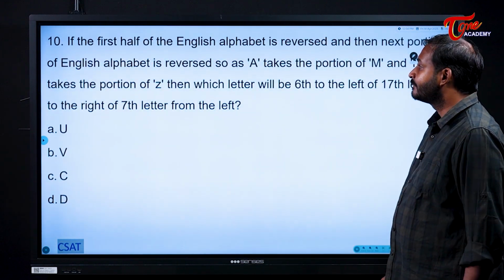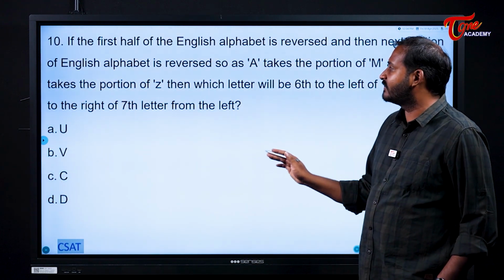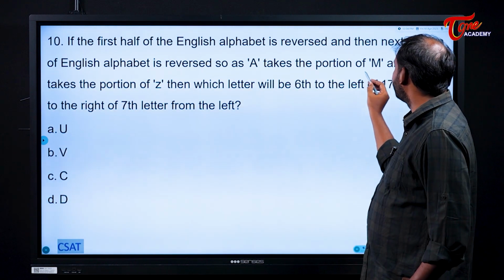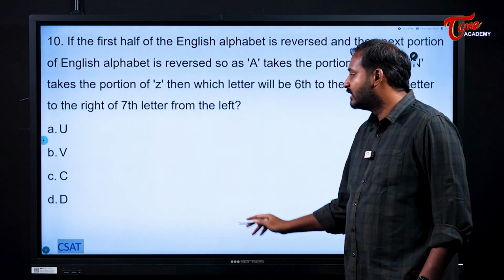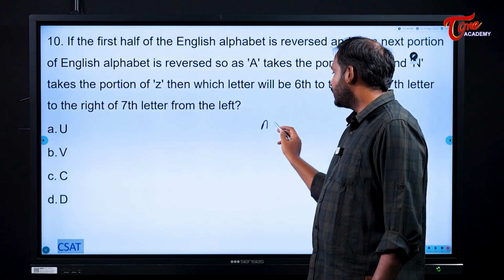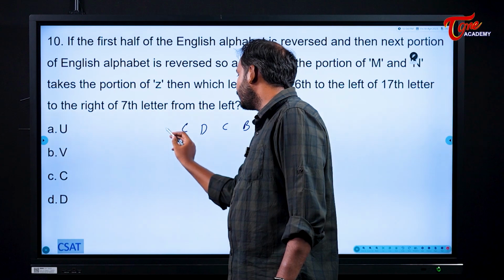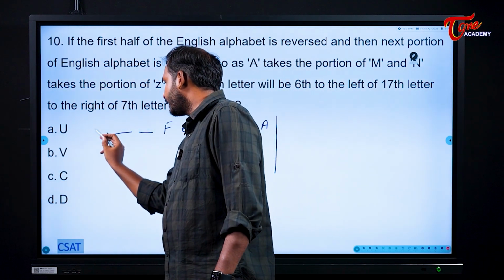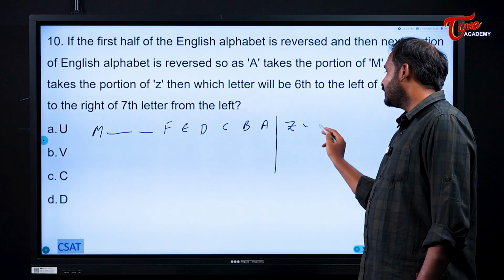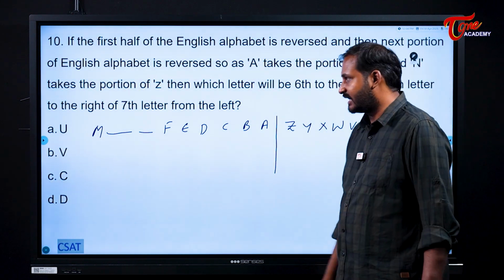Next one. If the first half of the English alphabet is reversed and the next portion of the English alphabet is reversed, so that A takes the position of M and N takes the position of Z. Okay. First half and second half are reversed. So that means A, B, C, D, E, F, it will come up to M. And similarly, Z, Y, X, W, V, and it will go up to N. Like this it was arranged.